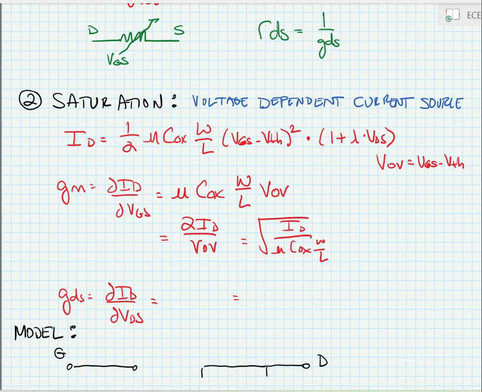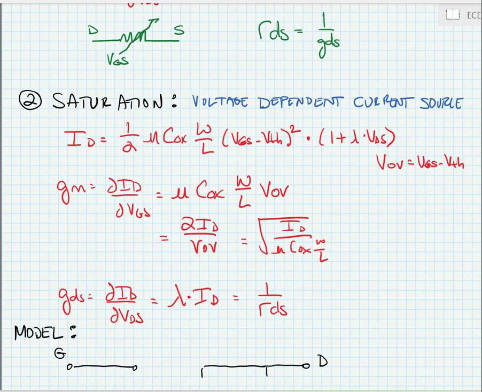This is nice because we have 3 different representations of GM, one that's only dependent upon overdrive voltage and geometry, one that's only driven by current and overdrive voltage, and one that's driven by current and geometry. We can find GDS, the drain to source conductance, is dID by dVDS, and this is equal to lambda times ID. GDS is equal to 1 over RDS, which would be the drain to source resistance.